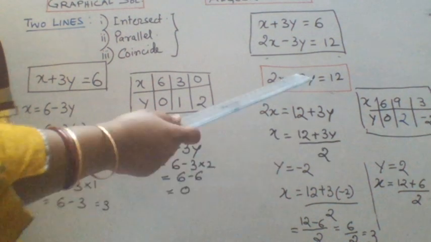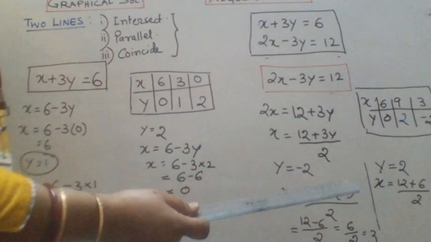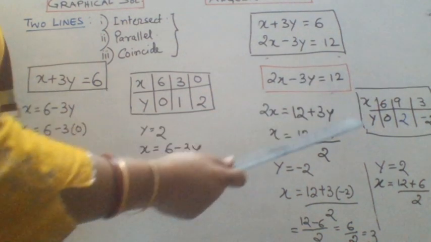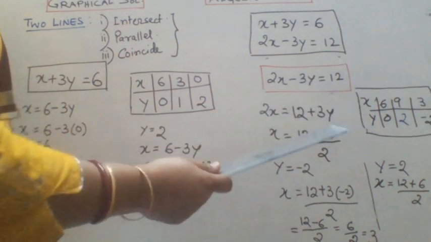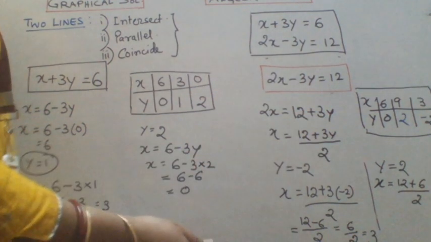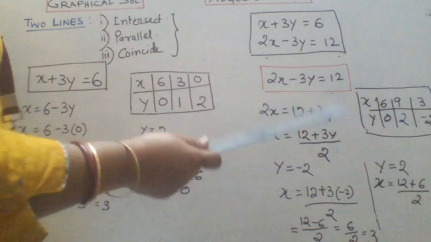Don't make mistakes in plus or minus signs, because this is where the students generally commit mistakes. They transpose it to the other side, but keep the sign as minus 3y. So that's where you commit the mistake. So whatever calculations you do thereafter, everything is going to be wrong. So this is plus 3y.